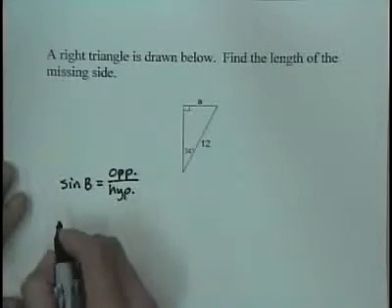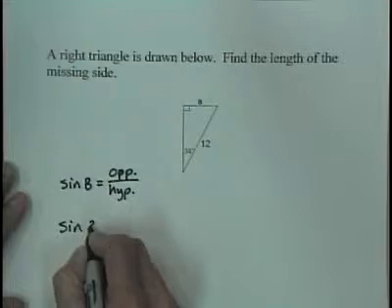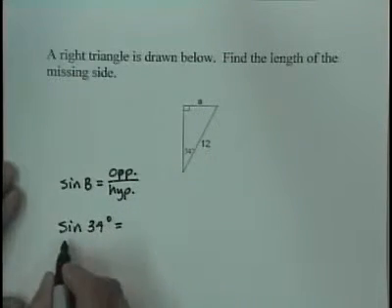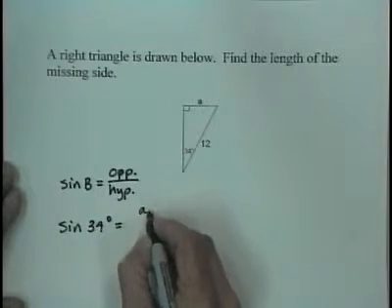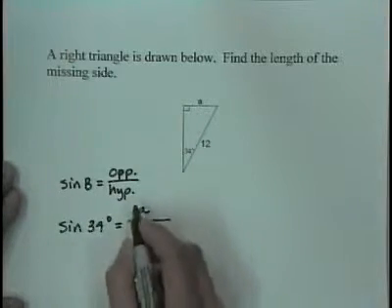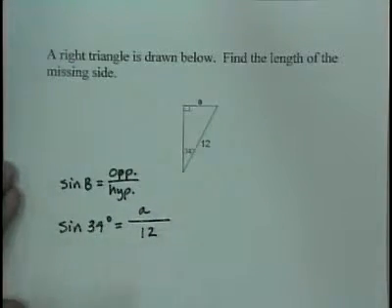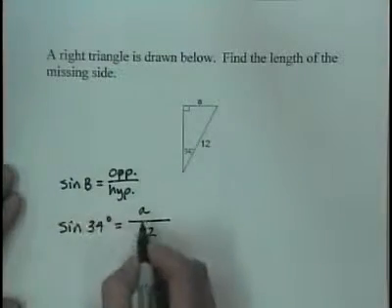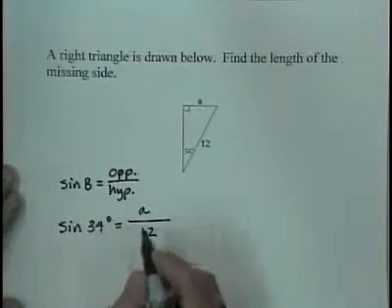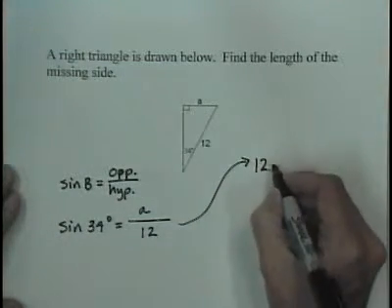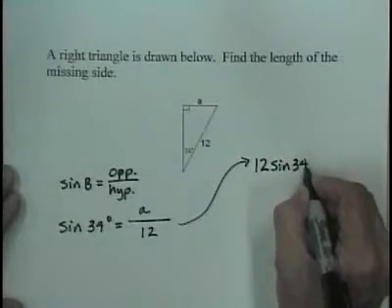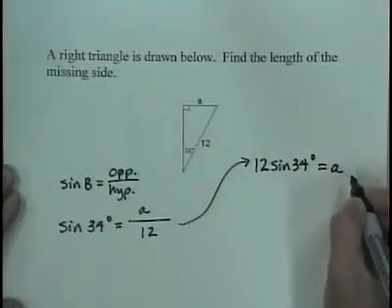Well, let's fill in what we know or what we're given in our triangle. We have the angle. Our angle is 34 degrees, so I have sine of 34 degrees. The length of the opposite side is A, that's the thing I'm looking for, but I know that the length of the hypotenuse is 12. To solve for A, I can multiply each side of the equation by 12 to get 12 sine 34 degrees equals A.